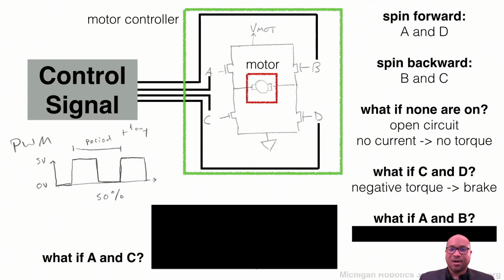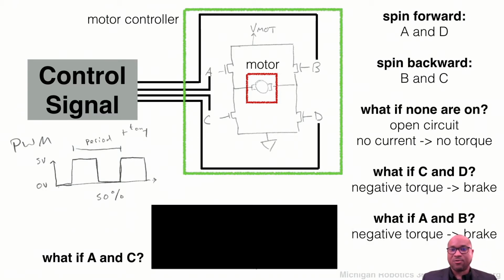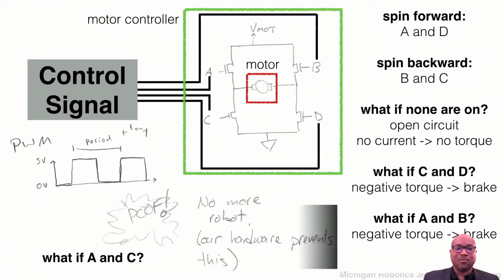If we turn on C and D, or we turn on A and B, we'll have a negative torque, which will produce a braking motion for the motor. Something that we have to be very concerned about is that if we turn on A and C together, or B and D together, that will not be good. That will be very bad. That will cause a meltdown of our hardware due to a short circuit. So you don't want that. And usually the H bridge will not let you do this.